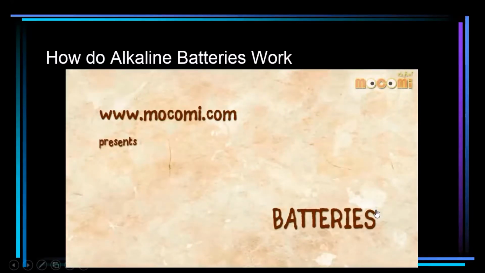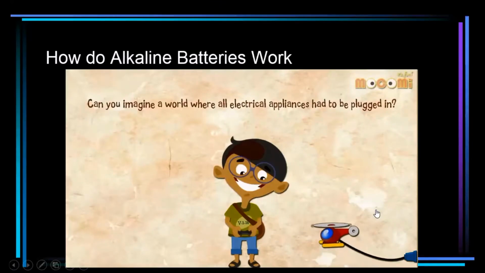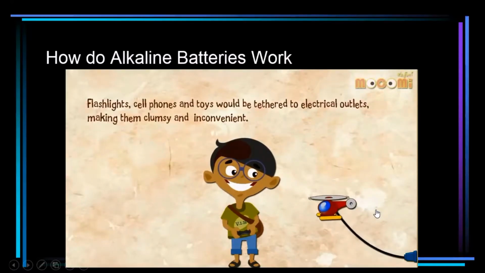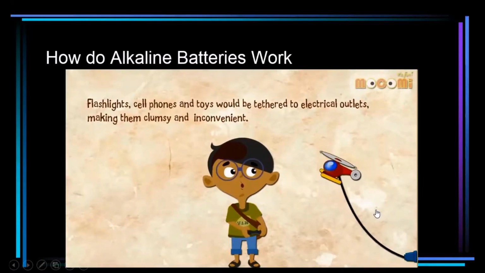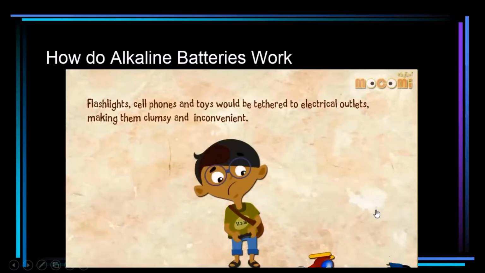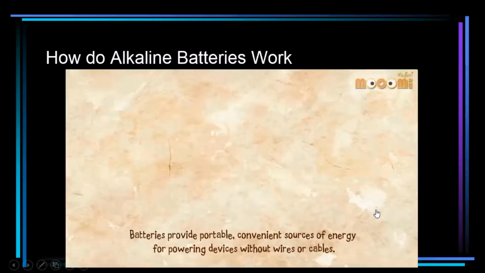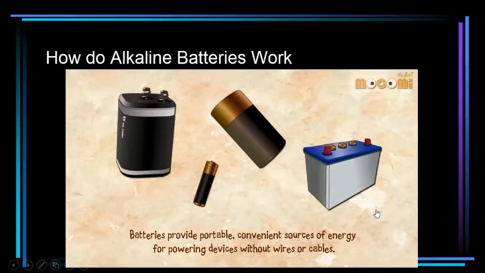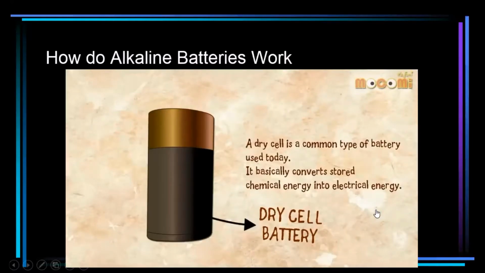What are batteries? Can you imagine a world where all electrical appliances had to be plugged in? Flashlights, cell phones and toys would be tethered to electrical outlets, making them clumsy and inconvenient. Batteries provide portable, convenient sources of energy for powering devices without wires or cables. A dry cell is a common type of battery used today. It basically converts stored chemical energy into electrical energy.